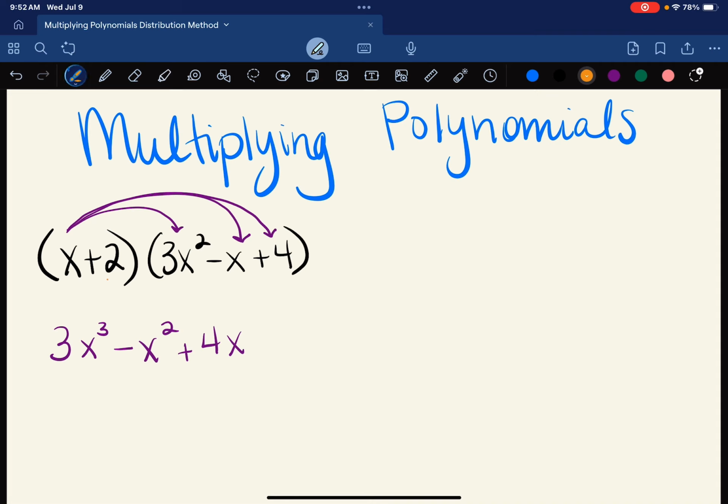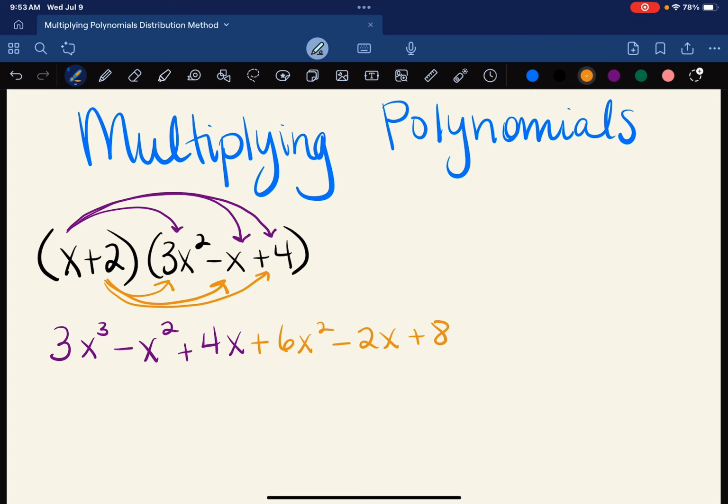So when I multiply 2 times 3x squared, that gives us a plus 6x squared. 2 times our minus x will give us a minus 2x. And then 2 times 4 will give us our plus 8. So we've multiplied everything out. Now we need to look for like terms.